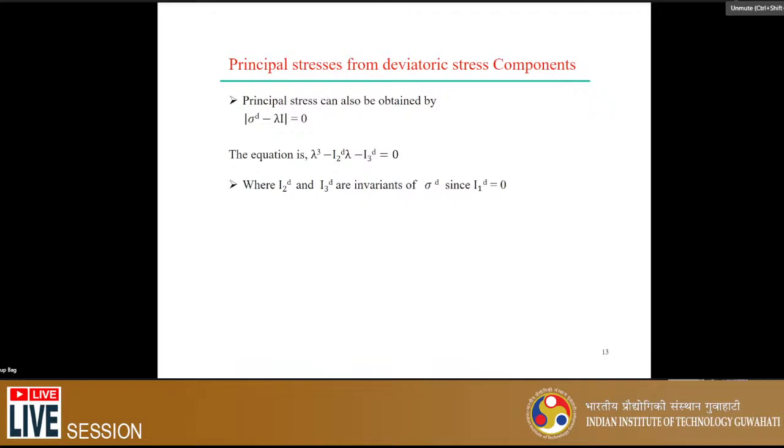If we solve this equation, we can find the value of the principal stress components, but that corresponds only to the deviatoric component. If you add the hydrostatic component to the deviatoric component, then it becomes the actual principal stress value. So this way you can also find the principal stress components from the deviatoric stress part.